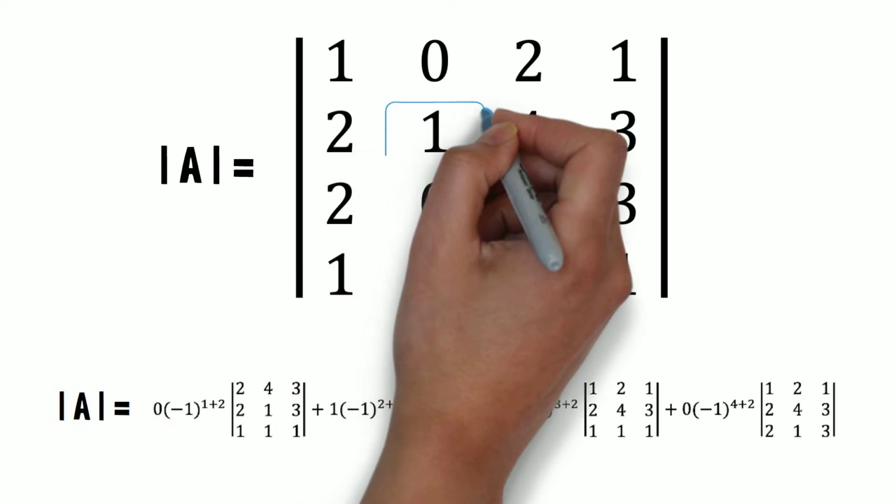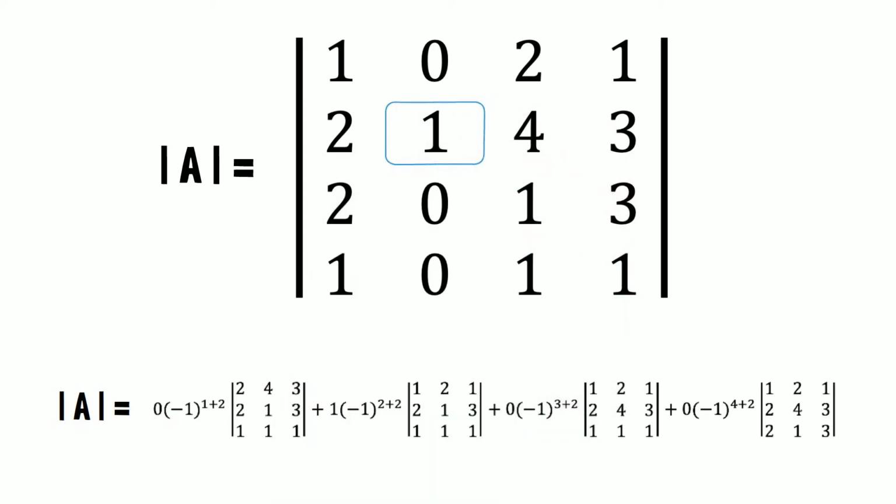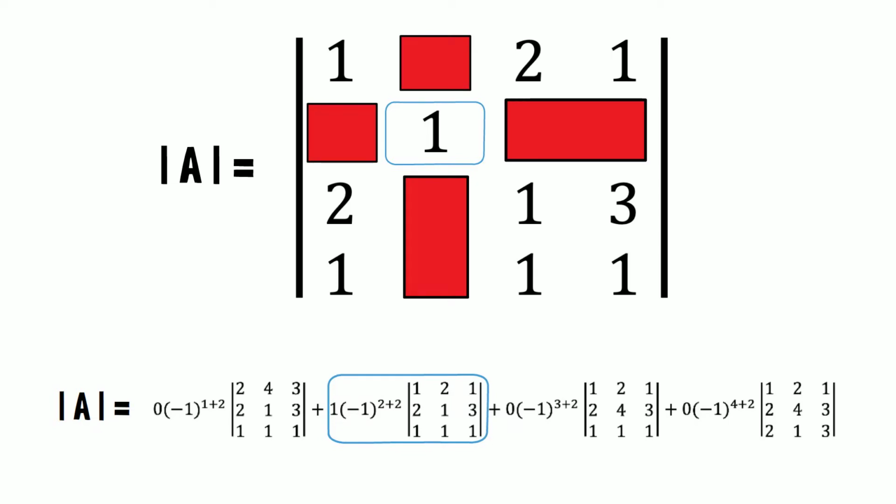After that we add the cofactor of the 1 in the second row and the second column. To find this cofactor we multiply 1 by negative 1 raised to the power 2 plus 2, because the element is in row 2 and in column 2. We then multiply this by the determinant of order 3 that remains when we remove the second row and the second column of the determinant of A. So the determinant with entries 1, 2, 1, 2, 1, 3 and 1, 1, 1.